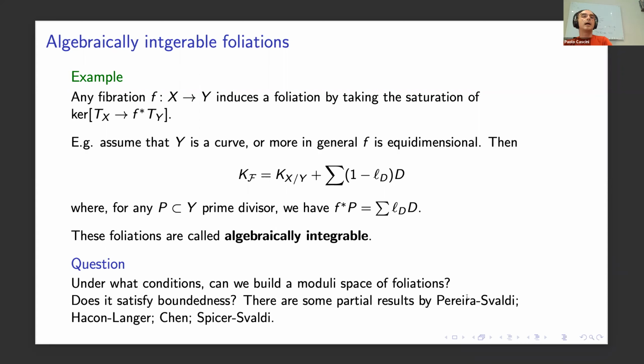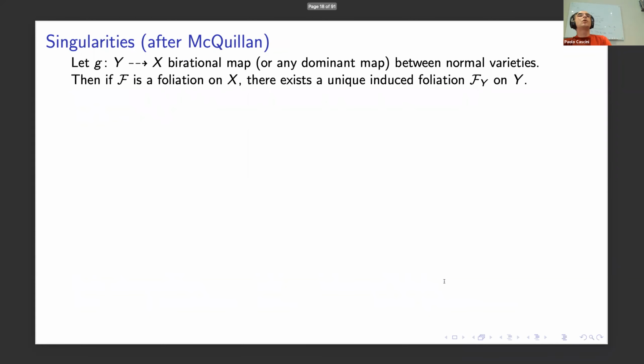But all these results still do not answer the question of boundedness, even in the case of surfaces, even for algebraically integrable foliations, as far as I know. So it's more like a dream rather than, at least at the moment, a real question. We don't really have a conjecture as far as I know. Okay, so this is the motivation in some sense.